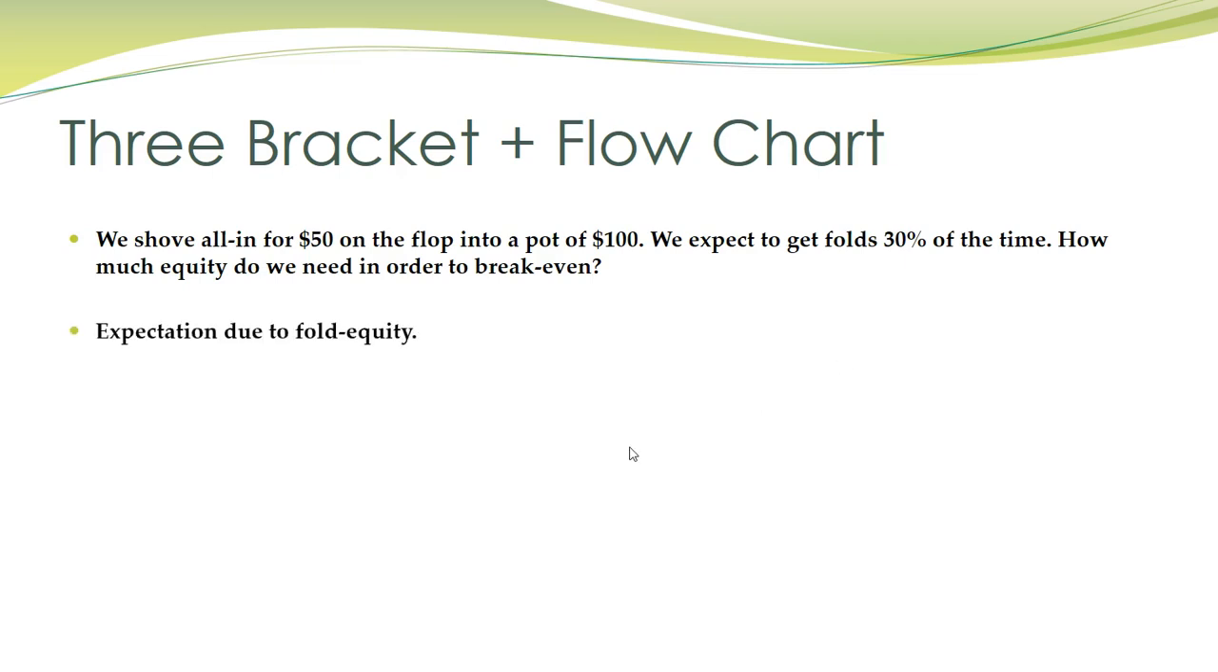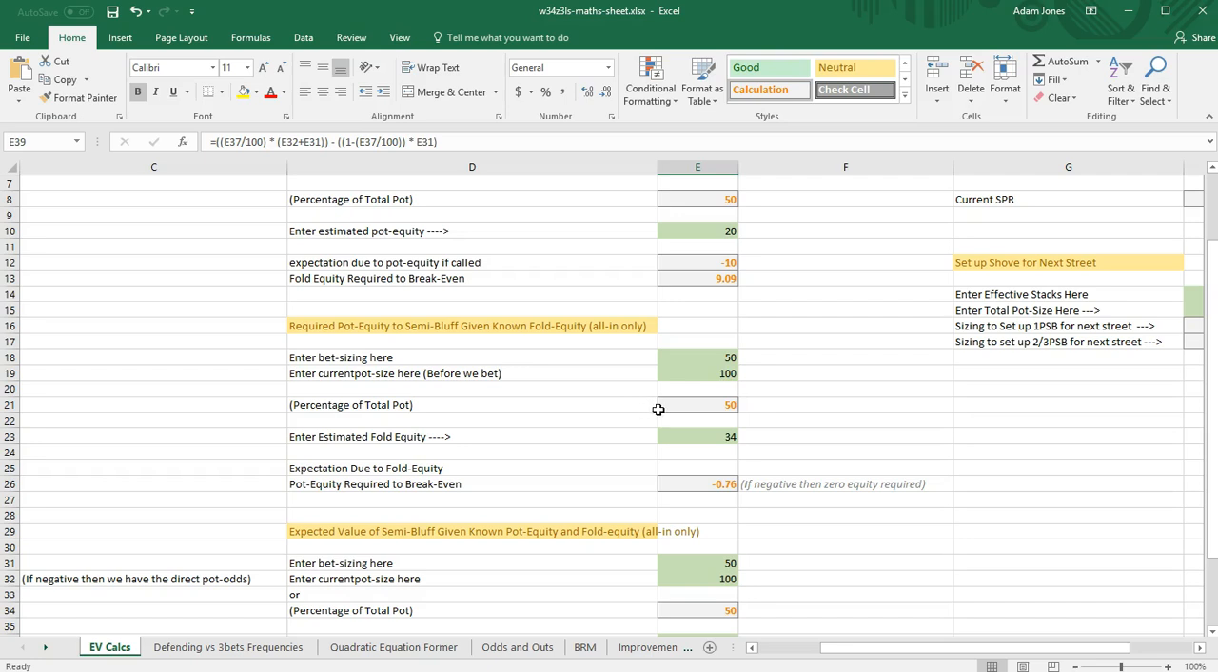So we start off with our expectation due to fold equity. We can actually just calculate the value on this sheet first so we know what we're working towards. So enter bet sizing here 50, enter current pot size before we bet. By the way, this section is required pot equity to semi-bluff given known fold equity. Well, we know our fold equity. Our estimated fold equity is 30. So we'll just change this box to 30 and the calculation should adjust. So it says here 3.57 pot equity required to break even. So we don't need a lot of pot equity, just 3.57%.